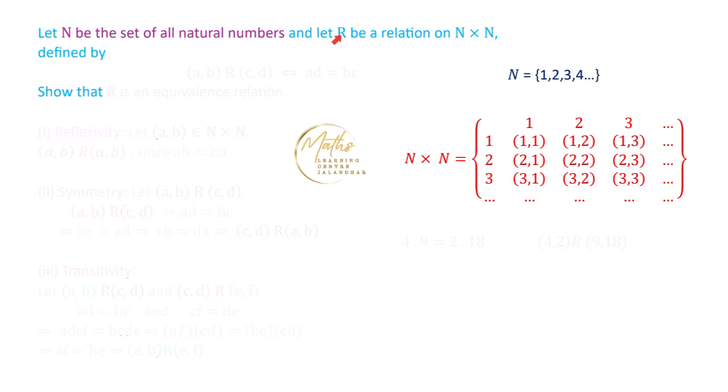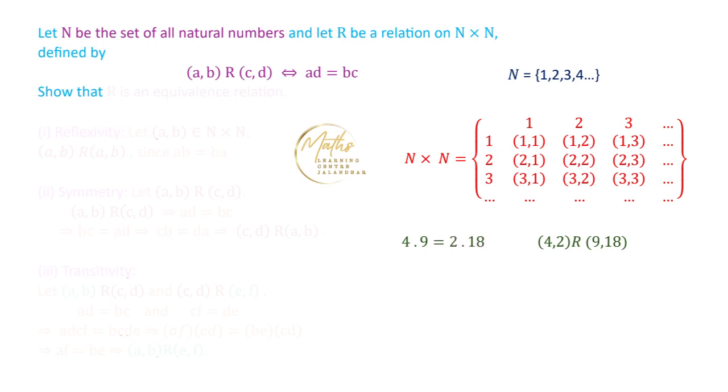Now the relation R is defined on this. So when we are talking about the relation, we are saying it is defined over here. We are saying (A, B) is related to (C, D). This implies that AD is equal to BC. So if we are saying that (4, 2) is an element of n cross n, it is related to (9, 18). These two elements are related to each other because we have A into D, that is 4 into 9, that is equal to B into C, that is 2 into 18.